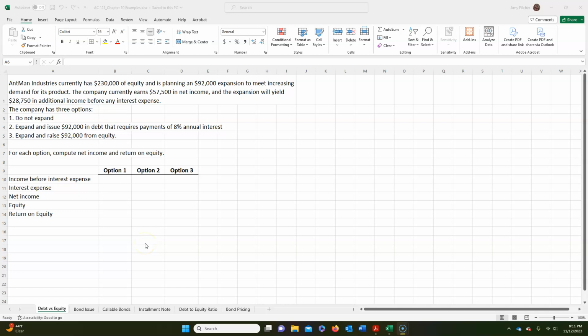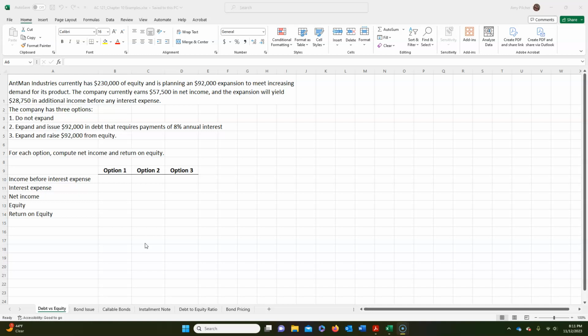This video has examples for Chapter 10 for Principles of Accounting 1. In Chapter 10, we are looking at long-term debt or long-term liabilities. In this first example, we are looking at debt versus equity, so looking at different financing and what that does.